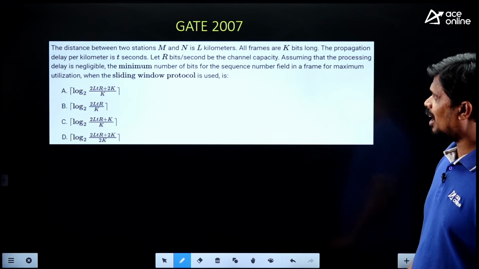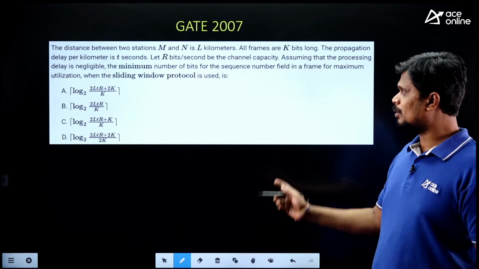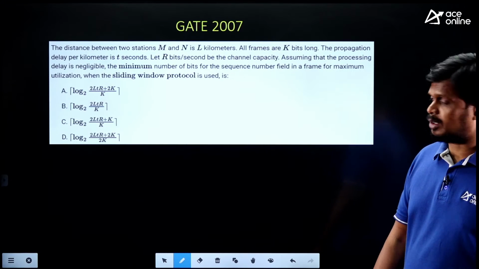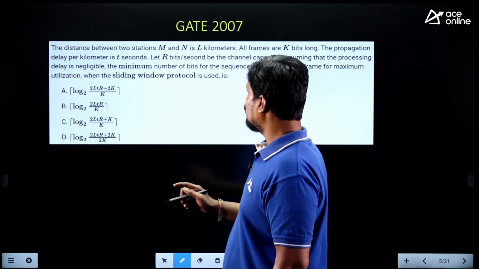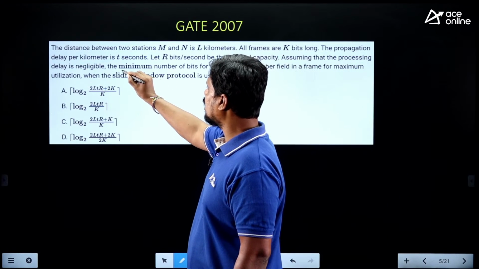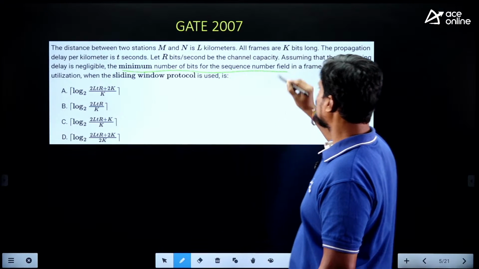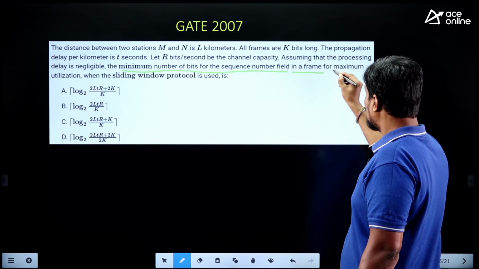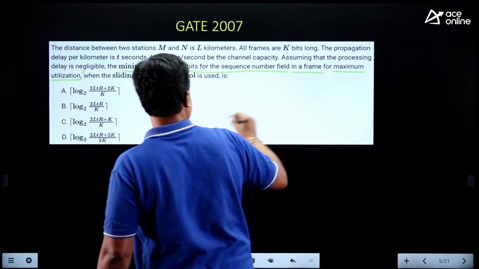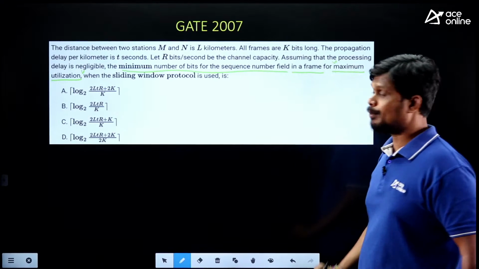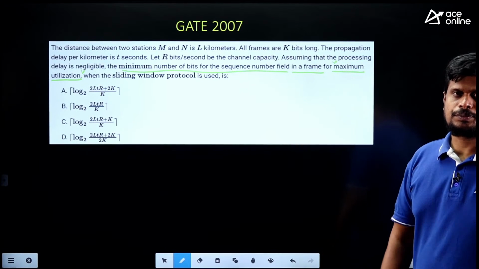This is the question you have from the sliding window protocol. A very good and beautiful question it is. It is saying that we need to find out the minimum number of bits per sequence number field in a frame for maximum utilization. It is clearly mentioned: for maximum utilization.